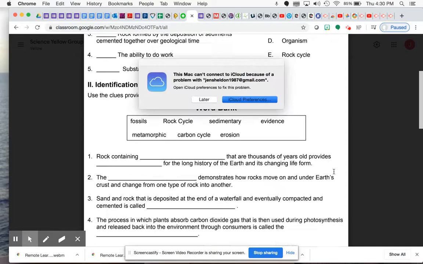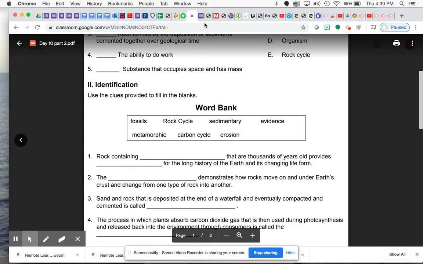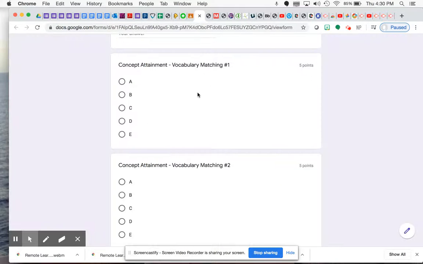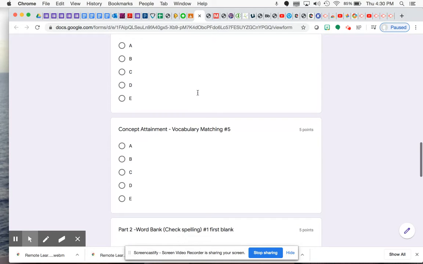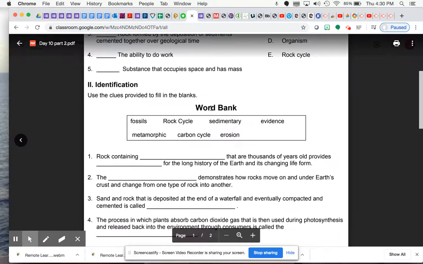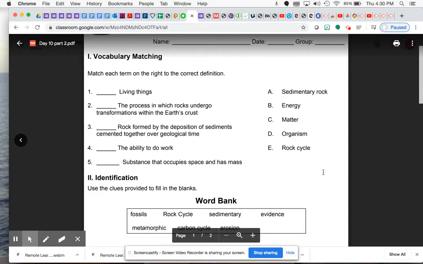All right, for the identification section, and again, remember, those matching ones are going to be 1 through 5 here. So you're putting the letter, which again is the ones here, A, B, C, D, or E, that it matches.